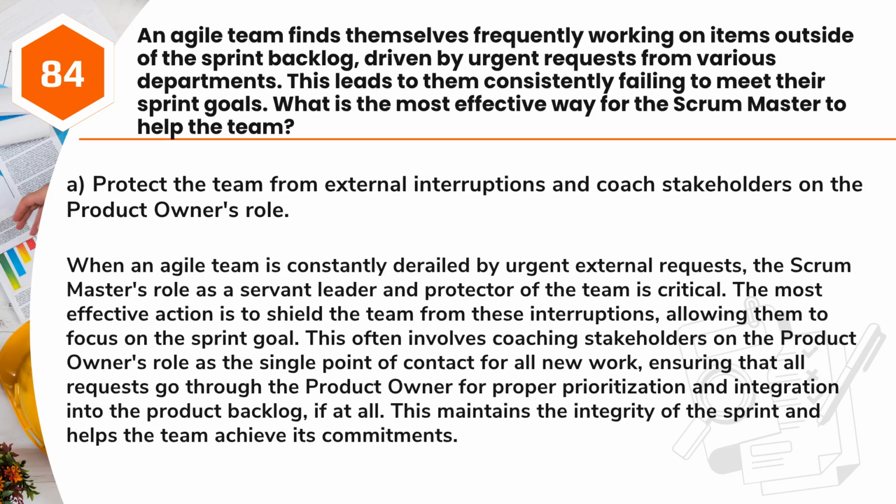Answer: A. Protect the team from external interruptions and coach stakeholders on the product owner's role. When an Agile team is constantly derailed by urgent external requests, the Scrum Master's role as a servant leader and protector of the team is critical. The most effective action is to shield the team from these interruptions, allowing them to focus on the sprint goal.